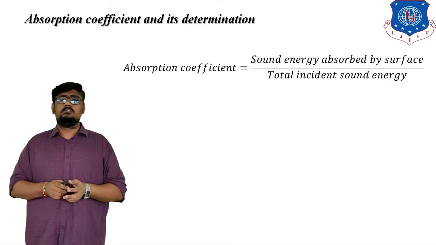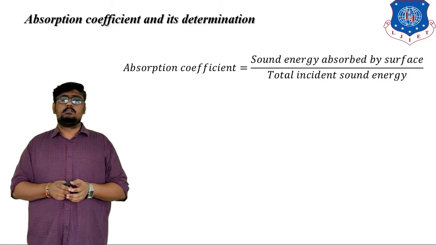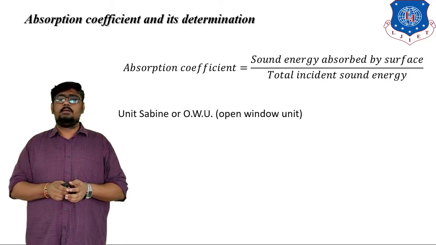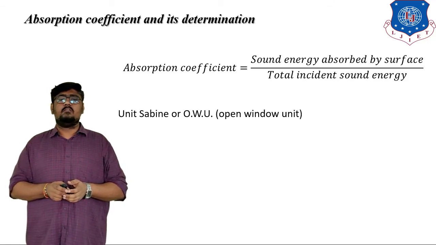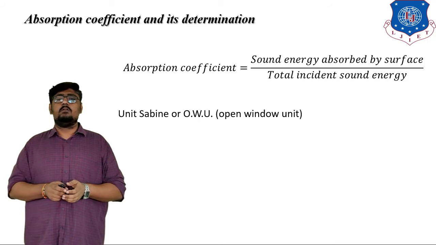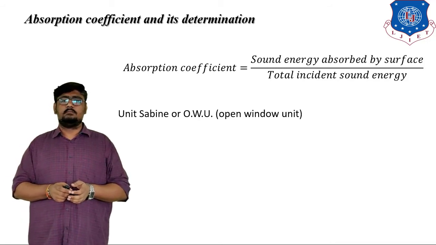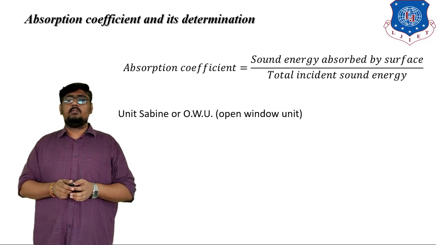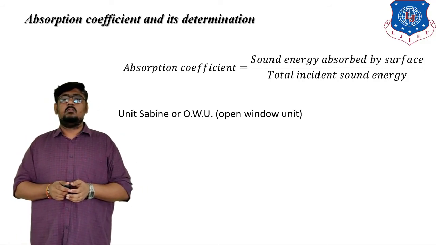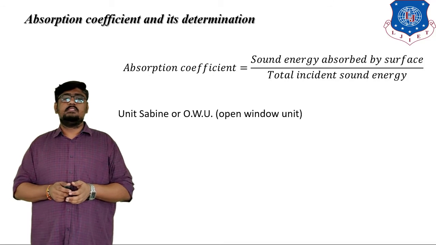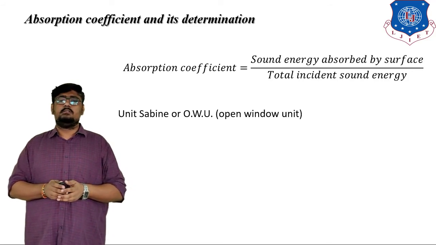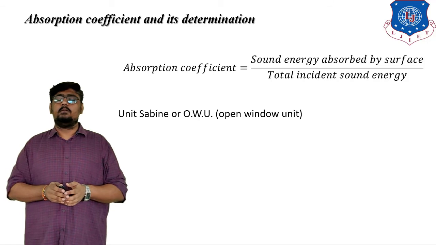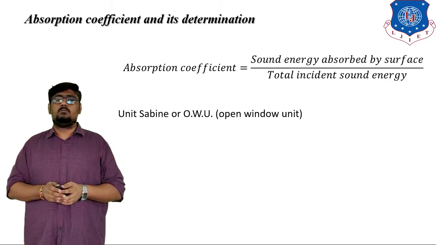The absorption coefficient is also defined in open window units, OWU, or Sabine, by comparing the absorption of sound by a surface with the absorption by an open window of 1 meter square area. The absorption coefficient of a material in OWU or Sabine is defined as the reciprocal of the area of sound absorbing material which absorbs the same amount of sound energy as that absorbed by an open window of area 1 meter square.